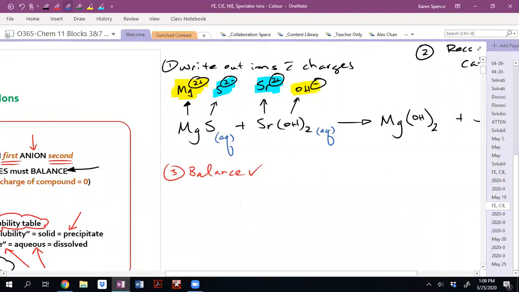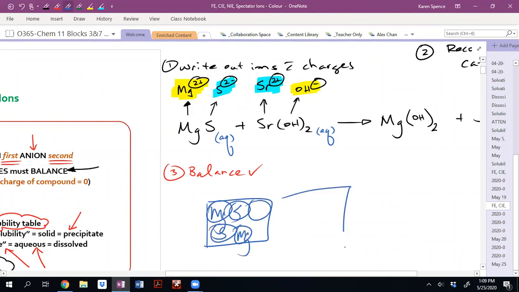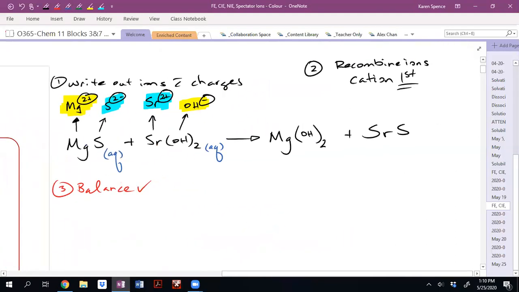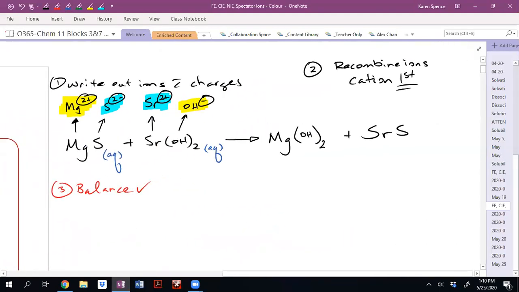You can confirm it by looking it up, but if you have a solid block of MgS and a solid block of Sr(OH)2, they aren't going to react because the ions are not going to be able to interact with one another in the solid form. They're bound up in that crystal lattice structure, so they have to be dissolved. So you have to assume that your reactants are going to be aqueous before you start. However, you could look them up if you wanted to and say, yes, Ms. Spence didn't make a mistake. She gave me aqueous compounds.